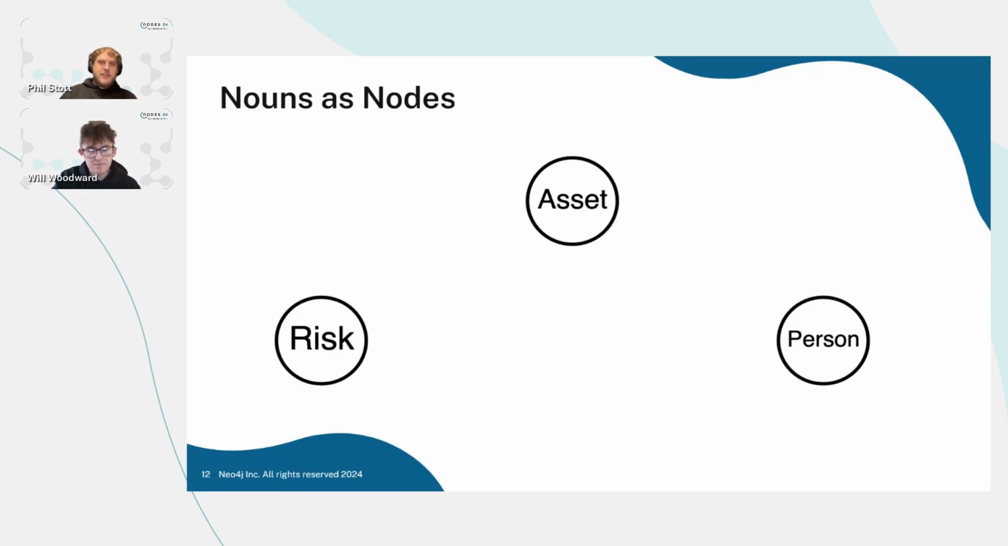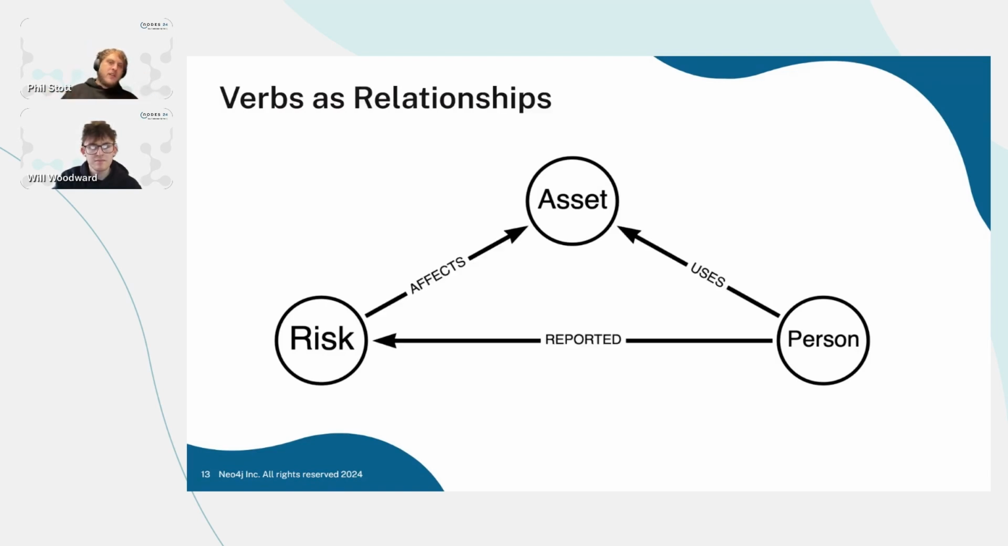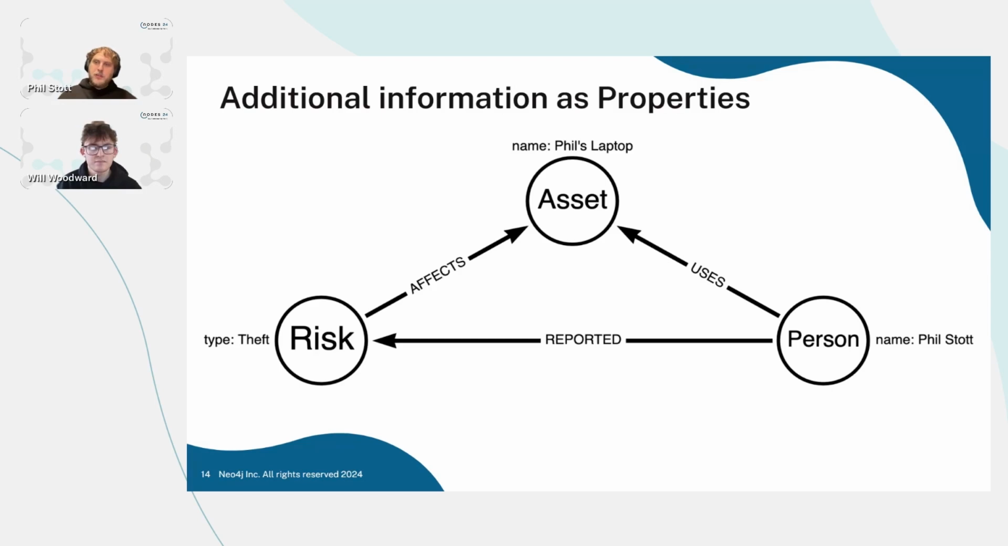So based on that sort of thing, we start with the nouns as nodes. What are we talking about here in the risk register? We've got risks, we've got assets, we've got a person or people in plural, and these are the objects we have and how they interact. So a risk affects an asset. And we see that a risk is a node and affects is a relationship with a type of effects. A person uses an asset. Maybe a person could own an asset. And a person reports a risk. And we can see that it starts to become very intuitive the way this works.